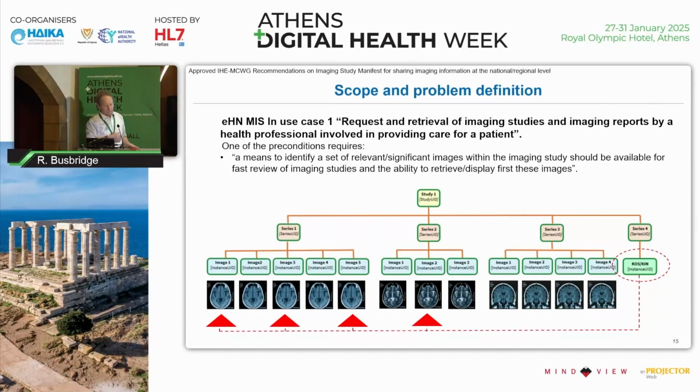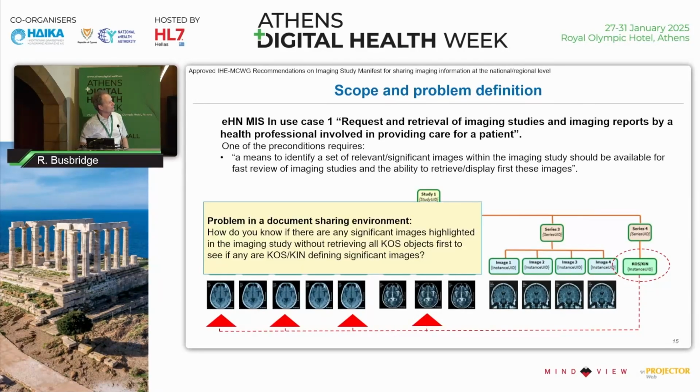And the actual problem itself is that this is fine. We can do this now with today's technologies. But the problem is, how does this work when we start to share that information in an efficient way? What we want to be able to do is share our studies by learning as much about them as possible, by retrieving as little information as possible. So by including some additional information in the manifest about the significant images, you can reduce the retrieval needs to understand which images are actually significant.